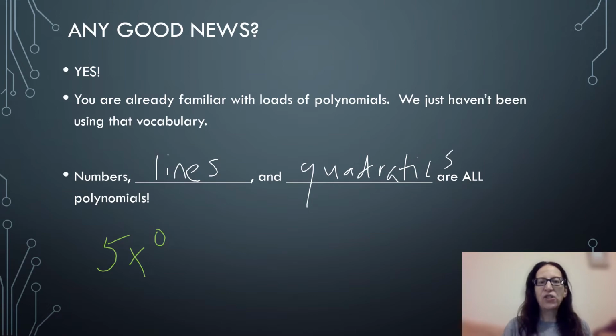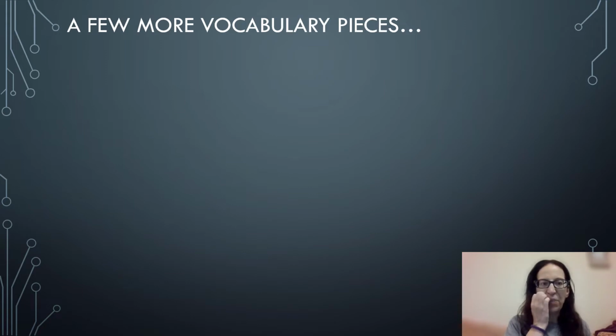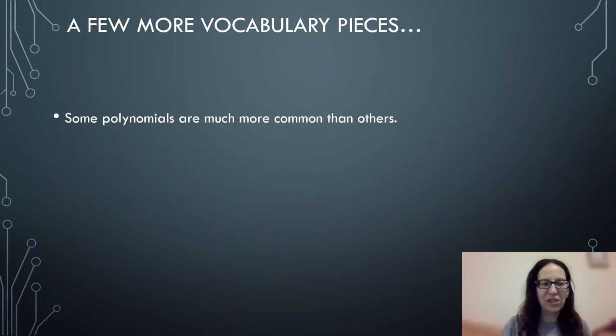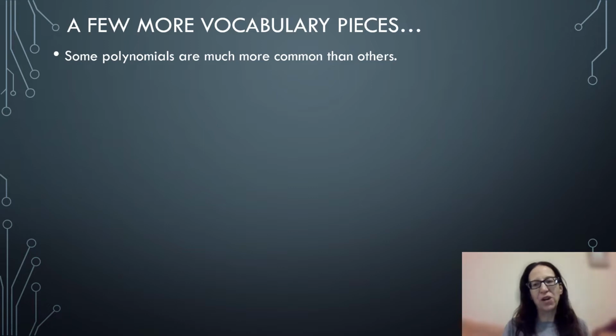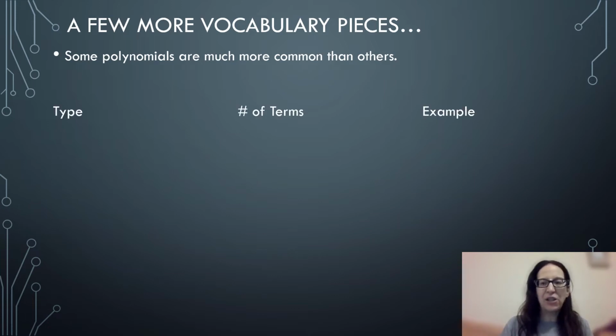Okay, so the first 10-ish minutes were just spent defining polynomials. We have a couple other vocab things to get through. So a few more vocabulary pieces to this. Some polynomials are much more common than others. So when you have certain kinds of polynomials that are much more common than other kinds, we might have words specifically for those kinds of polynomials. And so I do have the 3 that are going to be over there under type, the number of terms, and then I'll give you an example of one. You will be familiar with these though.